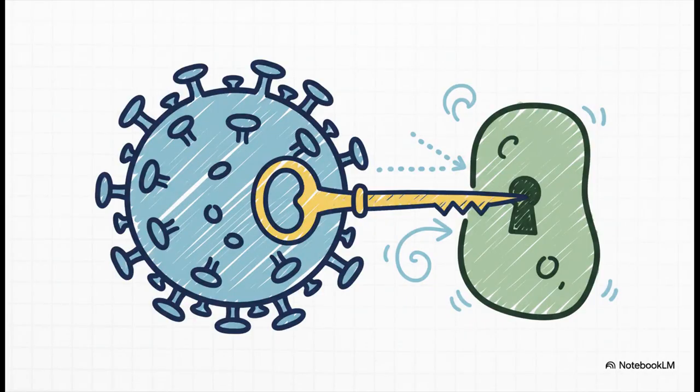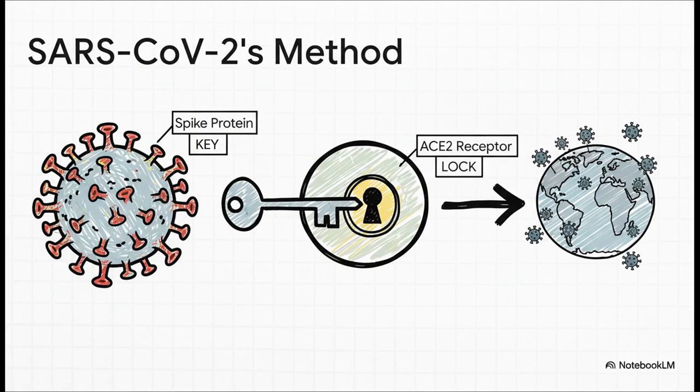And that brings us to a virus we all know far too well, SARS-CoV-2, the virus behind COVID-19. Its secret to success was simple. It was an absolute master at picking locks. So the outside of the virus is covered in these things called spike proteins, and you can think of each one as a key. Well, it turned out that this key was a perfect fit for a lock found on a lot of our cells, a receptor called ACE2.